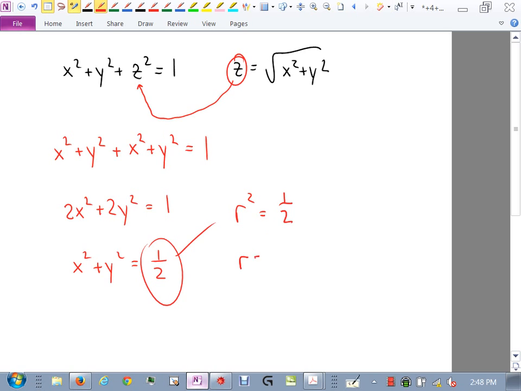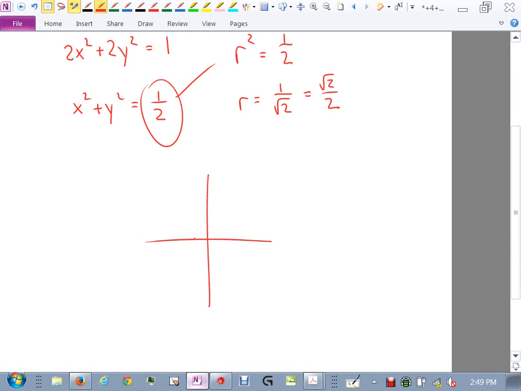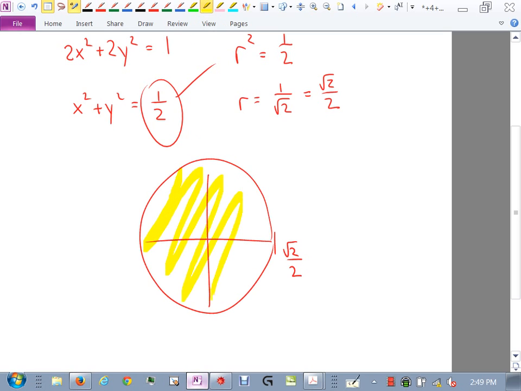So what's my radius? 1 over root 2, or root 2 over 2. Everyone agree with that? And we don't have to look at the negative. So what I need to draw is a circle that has a radius of root 2 over 2, and it's everything in here.